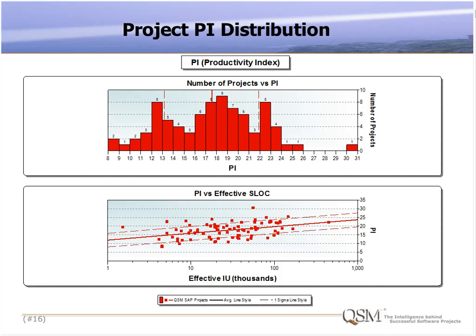Here's a chart showing how we would break out the productivity distribution. Here you can see, out of all those projects, how they break out by PI, or productivity index. Just to give you a little background on the productivity index for those folks that aren't familiar with it.